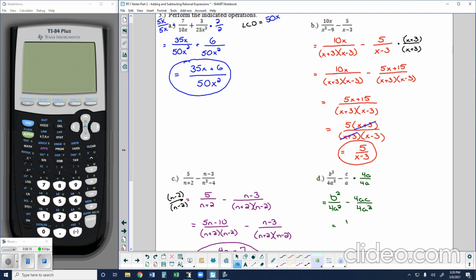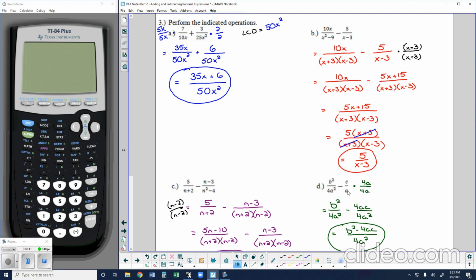Because the denominators are the same, I can subtract the numerators, and the denominator remains unchanged. In this instance, there is no factoring that can be done to the numerator, and so this expression cannot be simplified. And there we have our final answer.